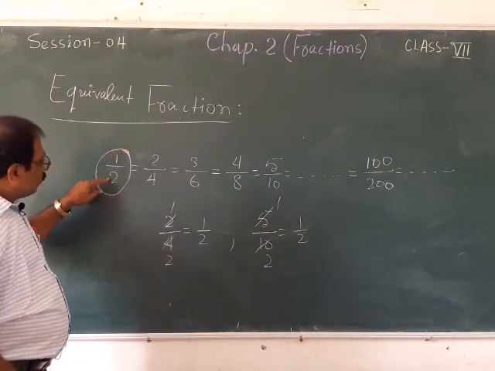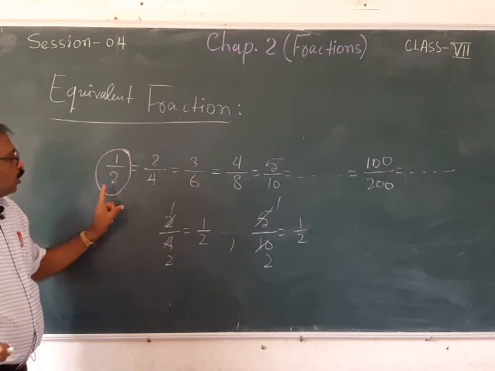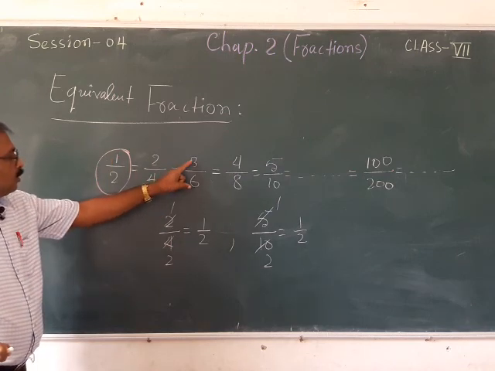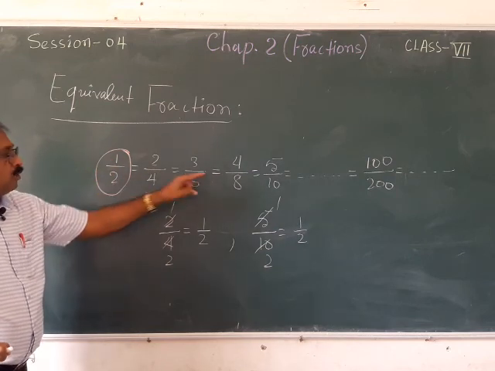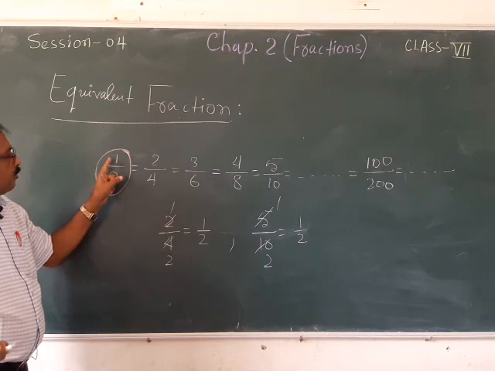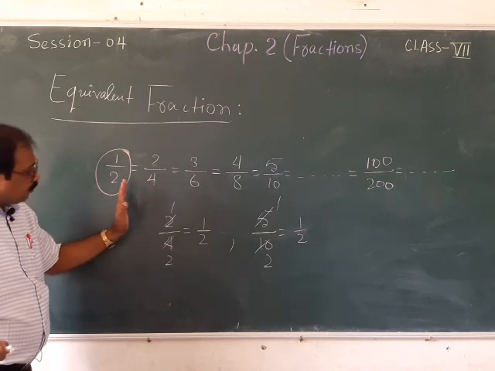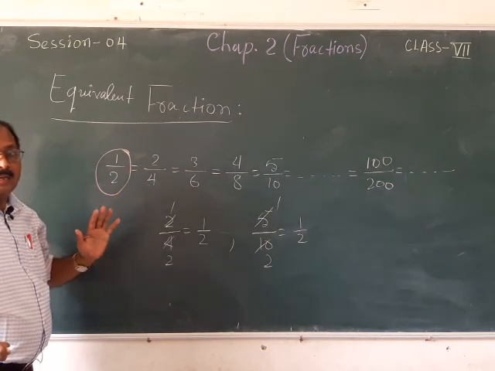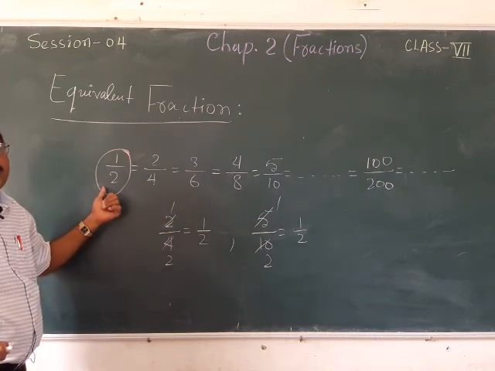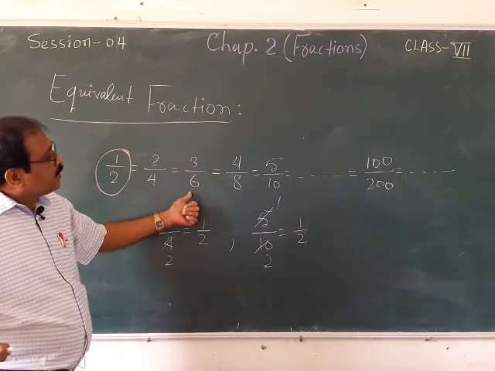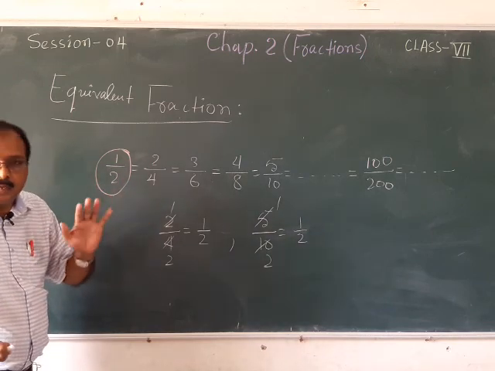Multiplying 1 by 2 with 2 by 2, 1 into 2 gives you 2, 2 into 2 gives you 4. 1 into 3 gives you 3, 2 into 3 gives you 6. 1 into 4 gives you 4, and 2 into 4 gives you 8. If you multiply by 100, 1 into 100 gives you 100 and 2 into 100 gives you 200. That means all the fractions are of the form 1 by 2, the original fraction is 1 by 2 itself, and all these fractions are equivalent to 1 by 2. The values of all these fractions are equal.